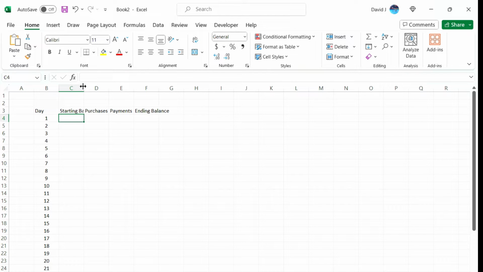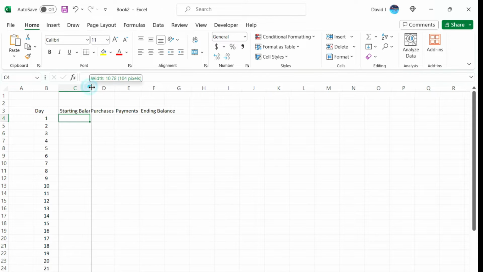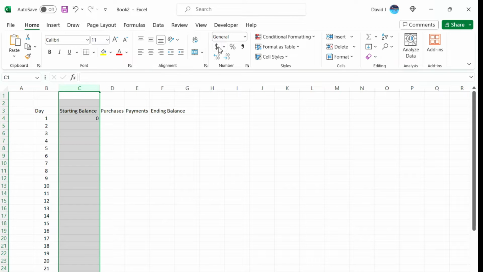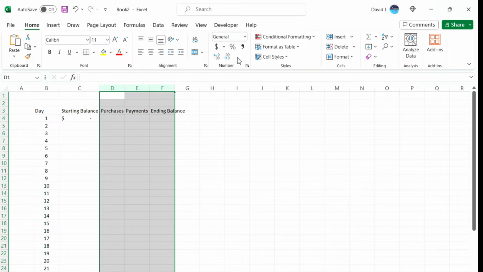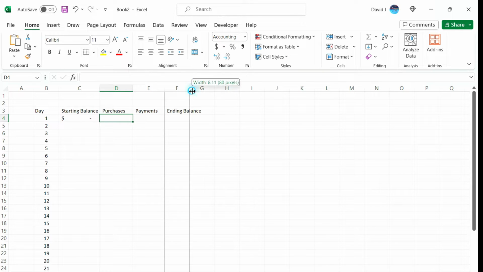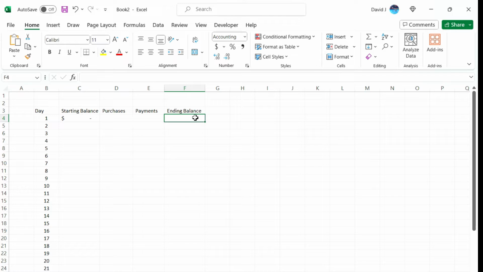And then for starting balance, obviously this is your beginning balance. So if you have anything left over from the previous period, you would enter it here. Otherwise, this can be set at 0. Let's apply some number formatting there. Purchases, payments, those obviously will depend on your transactions, whether you're buying anything over the course of a month or you're paying off your card. And then that all funnels back into your ending balance.